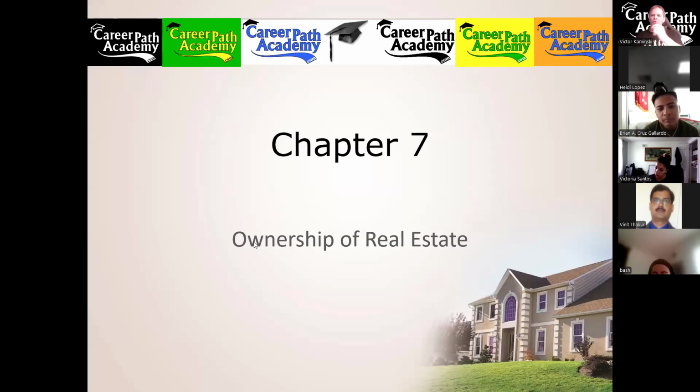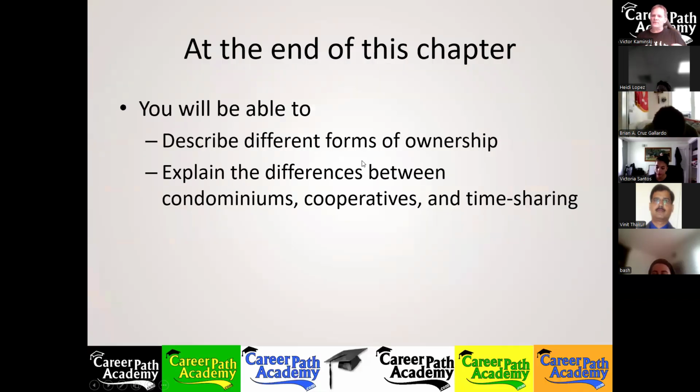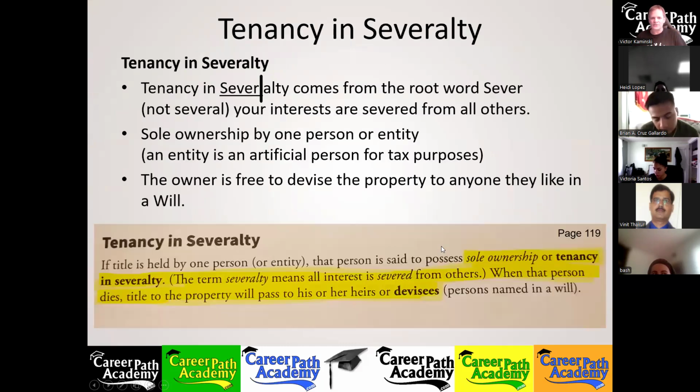Chapter 7, Ownership of Real Estate. In this chapter, we're going to describe different forms of ownership and explain the differences between condominiums, cooperatives, and timeshares. We're going to learn what these things are.